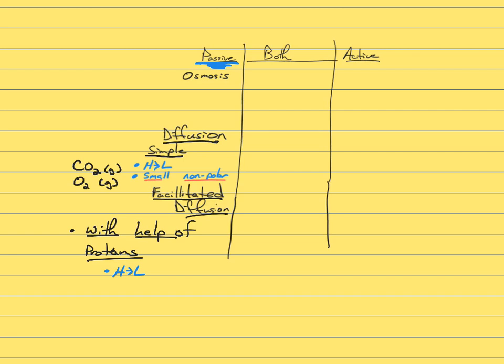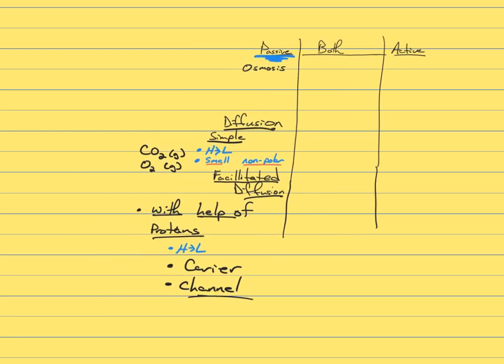And so what kinds of proteins are involved in this? Do you guys remember the kinds of proteins? That's right. Carrier and channel proteins are two examples. Oh, sorry. It's hard to write and think at the same time. Channel proteins and carrier proteins, right? What are the differences between carrier proteins and channel proteins?